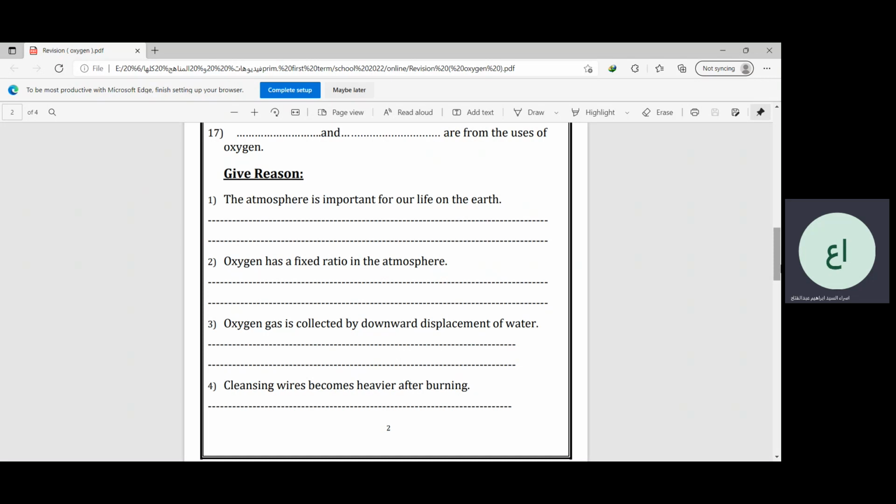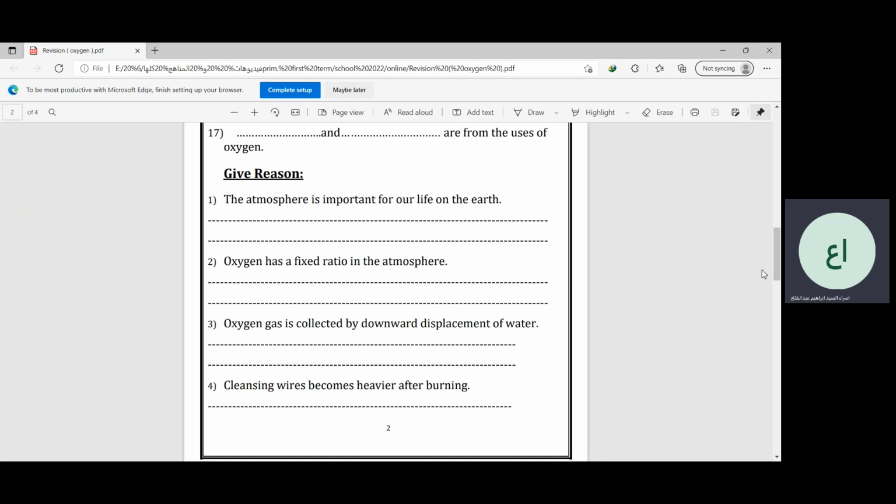scarcely هي نفس المينينج of rarely. اوكي يبقى تاني the answer of question number 3. The oxygen gas is collected by downward displacement of water and the oxygen scarcely dissolves in water. Okay. Number 4. Cleaning wire becomes heavier after burning.